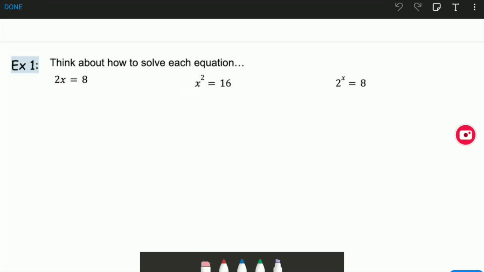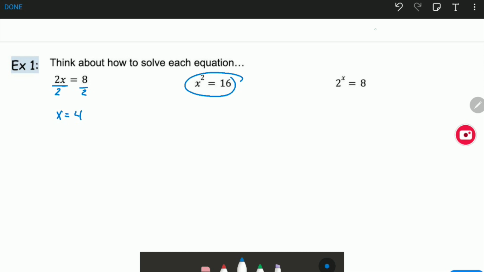Okay, in this example, we're just going to think about how we've solved some equations in the past and how we're going to solve an equation that we've been looking at for this unit. So if you look at the first equation, we've solved many equations like this, where it might be in the form of 2x plus 4 equals 0, just using basic inverses on both sides. So for this first one, we would simply just divide by 2, giving us x equals 4.